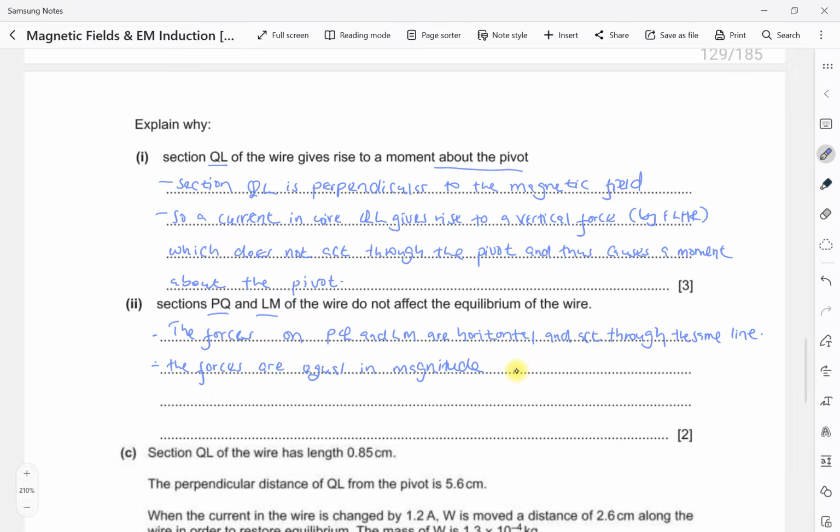The forces are equal in magnitude, but in opposite directions, and so cancel out.